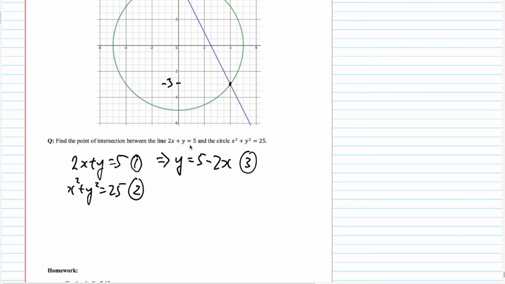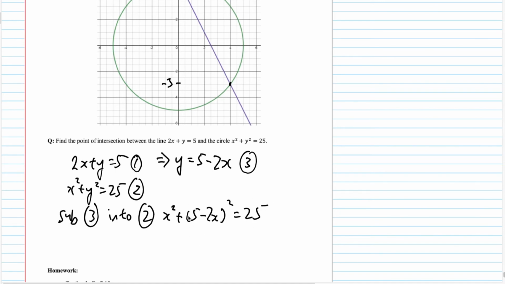Okay. So once I've made y the subject, I can substitute into here. And it's going to be a lot of algebra from here. So sub 3 into 2. I can already feel it coming. A lot of algebra. So then what you have is x squared plus (5 minus 2x) squared is equal to 25. So then to do this, you need to expand this.